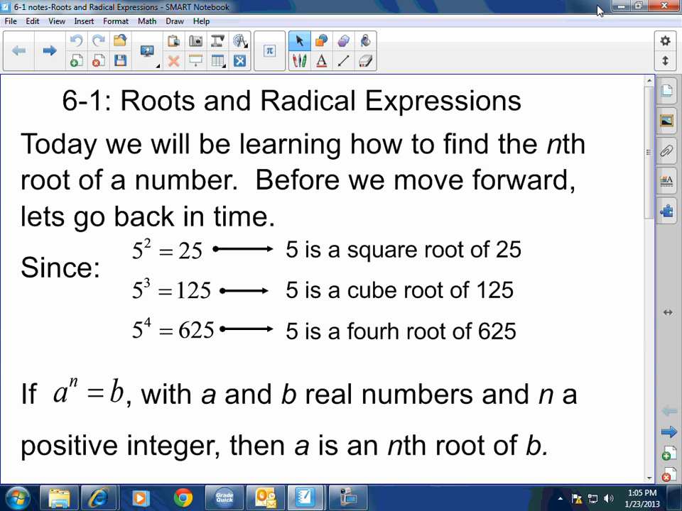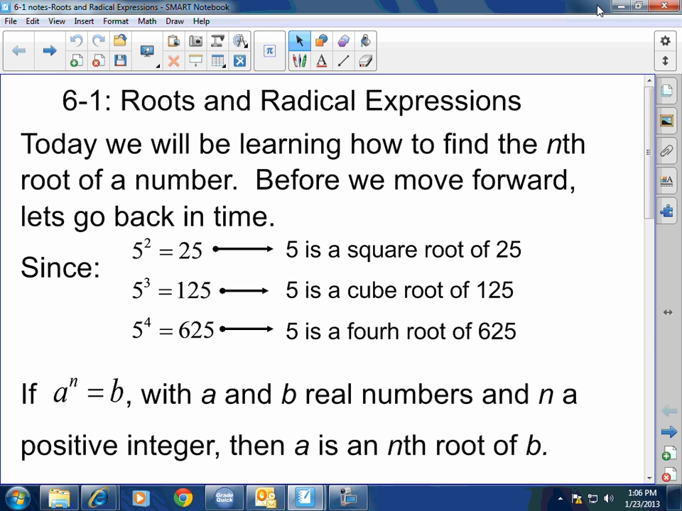So for radical expressions, it's actually quite simple as long as you know how to multiply. And I'm not being facetious. If you know how to multiply, this is going to be very simple. If you don't have your timetables perfectly memorized, this is going to be very difficult. So I definitely suggest you work on your multiplication skills, please, because it will behoove you, will benefit you. Today we'll be learning how to find the nth root of a number.